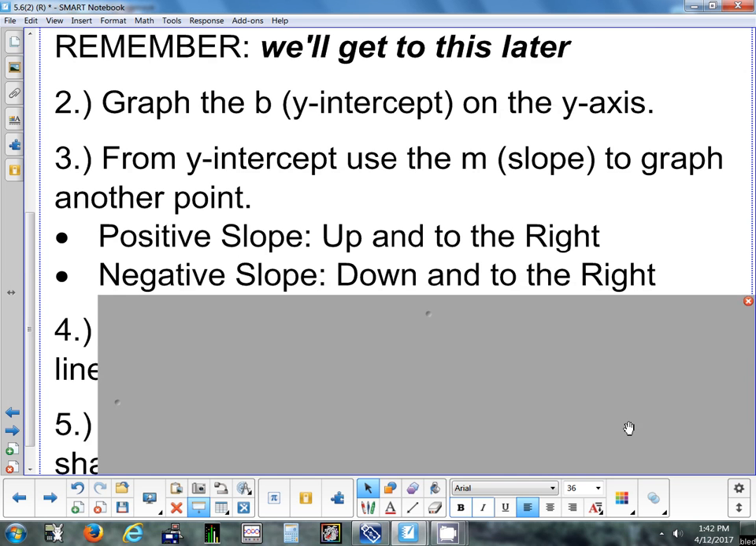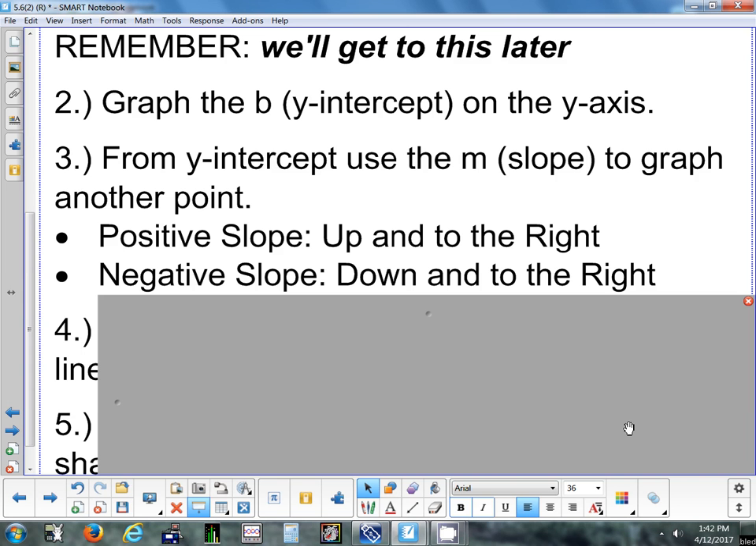Now, if for some reason you were graphing a positive slope and you were going up to the right, and all of a sudden you were going to go off the graph, then you go back to the y-intercept and go down to the left. That'd be the only time you go down to the left, is if you're going to go off the graph and you want to do the opposite, down to the left. All right, so those are the two slopes. That's how we're going to use our rise over run.